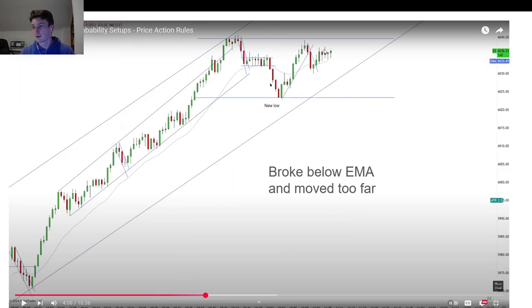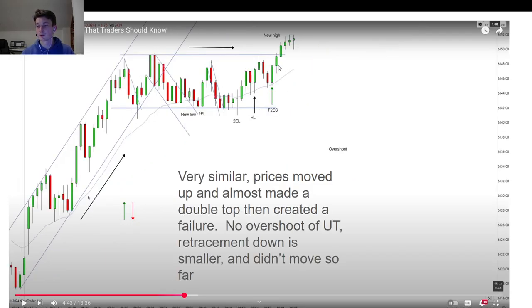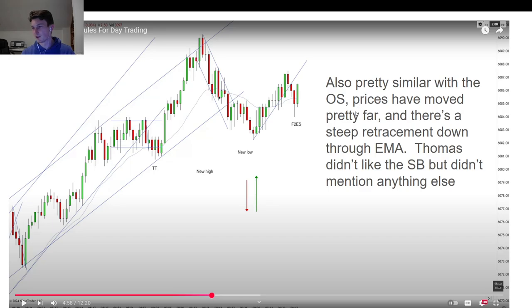Whereas in this example, prices kind of took off to the upside. So they moved pretty far to the upside. So there are definitely some differences there. I can see why this one would be marked as a good trade and this one wouldn't. But I have a couple more examples that don't really make as much sense to me.